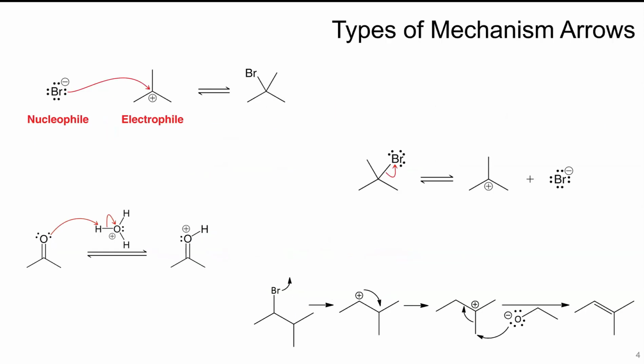So just a quick refresher of what kinds of mechanism arrows that we will see. The first one here, we have a nucleophile attacking an electrophile, or giving it a hug. So this is the nucleophilic attack, or the hug. In this reaction over here, the bromine is leaving behind a carbocation. So this is loss of leaving group.